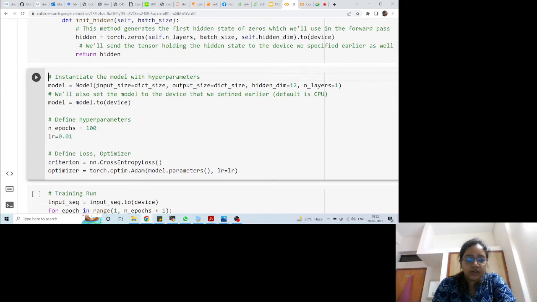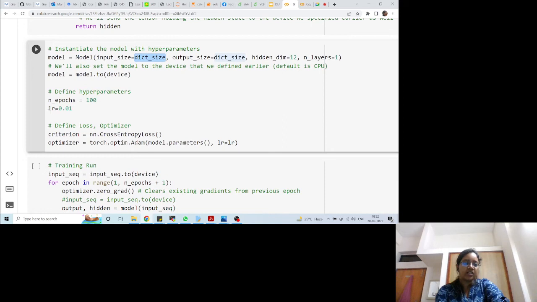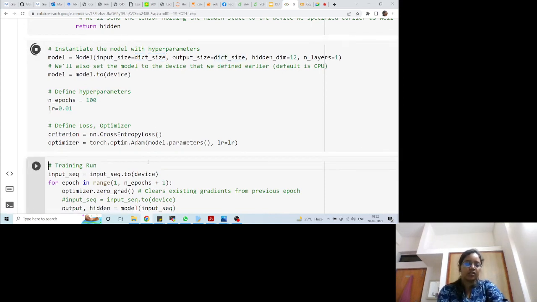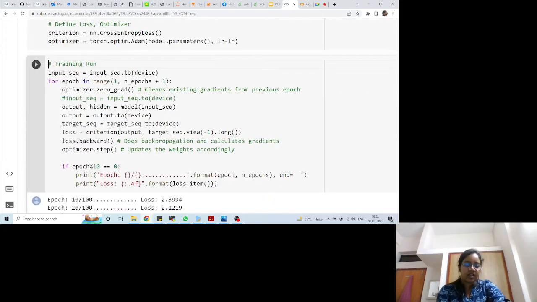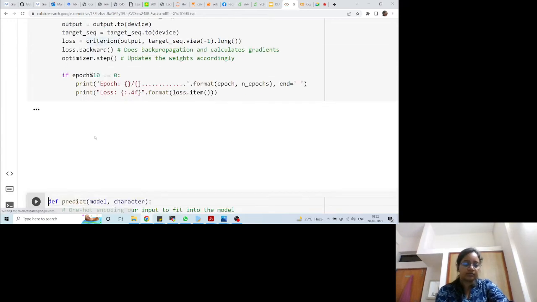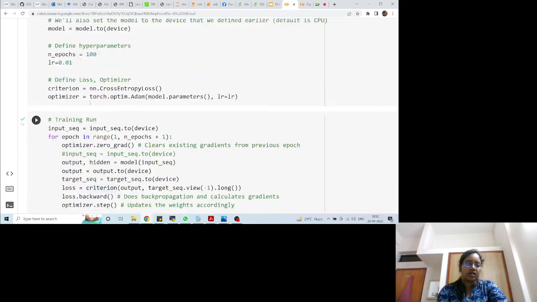Now again, quickly. We initialize the model with some input size and output size. The input size is the dict size, which is basically your vocabulary size, and the output size is also the vocabulary size. Hidden dimension is 12 and n_layers equals 1, which means it's a single layer RNN, and you run it for 100 epochs with an LR of 0.01. The usual cross entropy loss is used, with an Adam optimizer. So this is your training sequence.